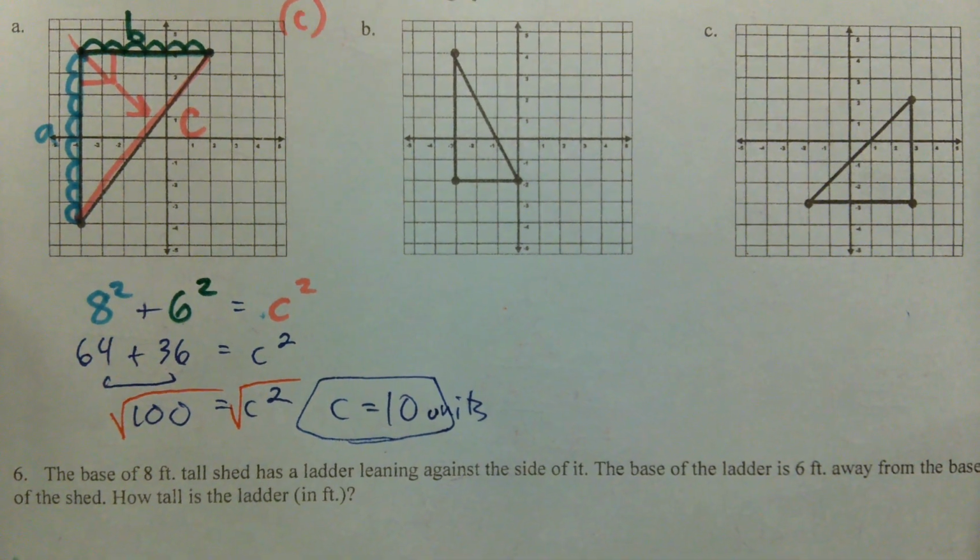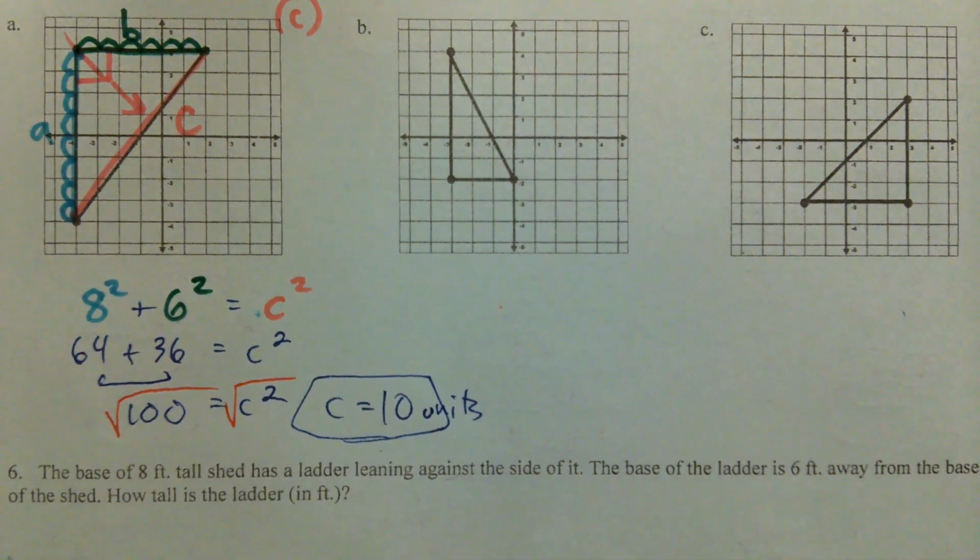Okay, give B and C a try on your own. Now that you know all I have to do is count, we should be able to get through that on our own. So give B and C a try. You might not get a perfect square, but that's okay. Just do what we did on the front. Good. So far, so good.